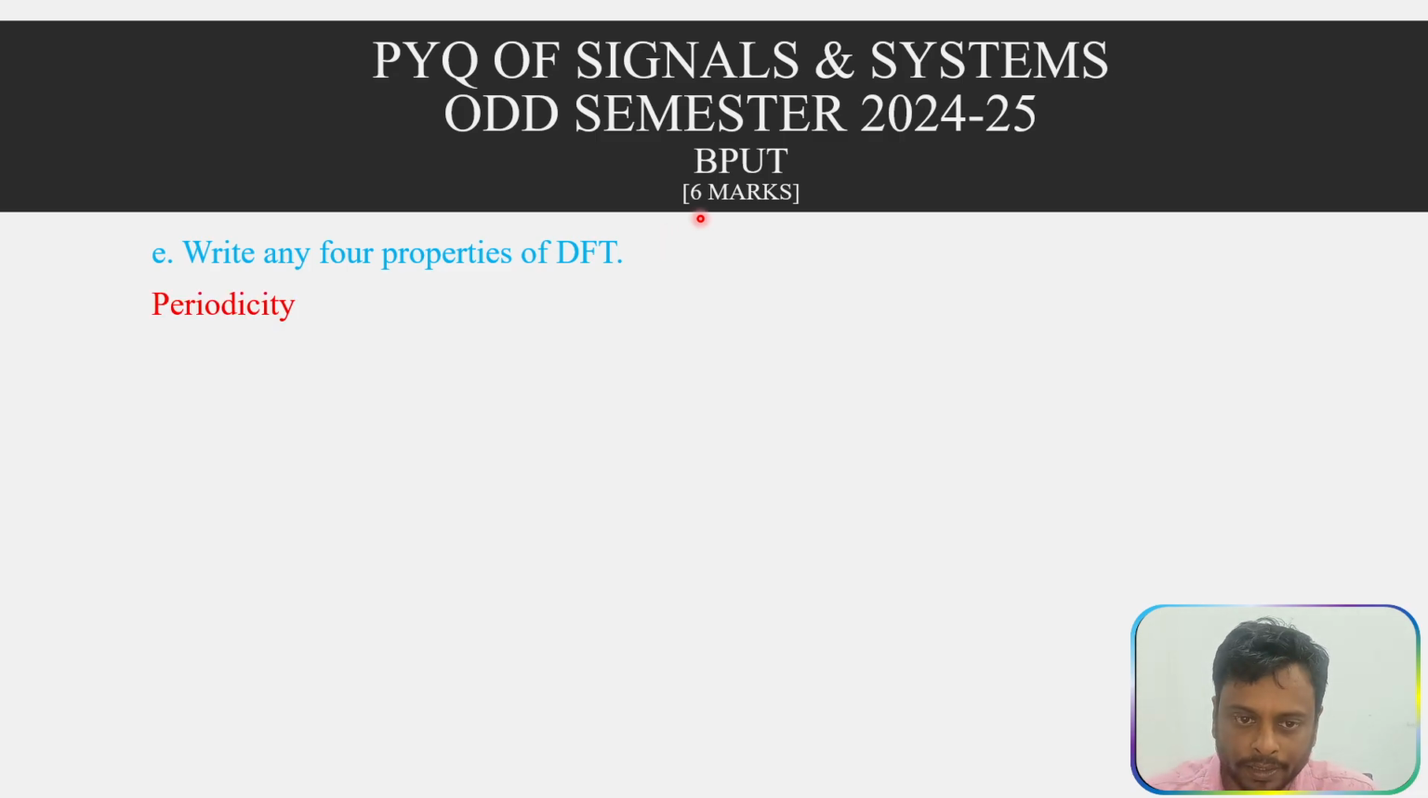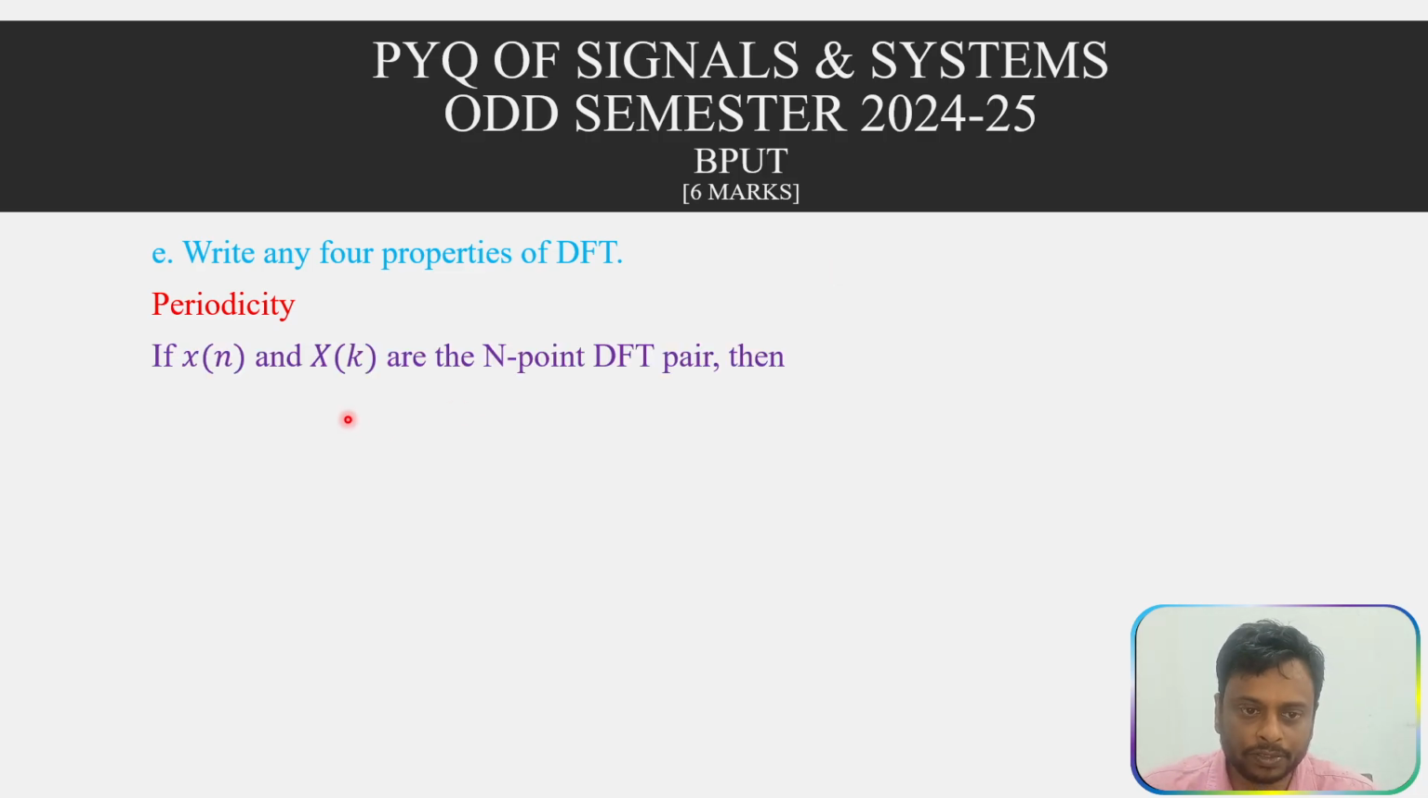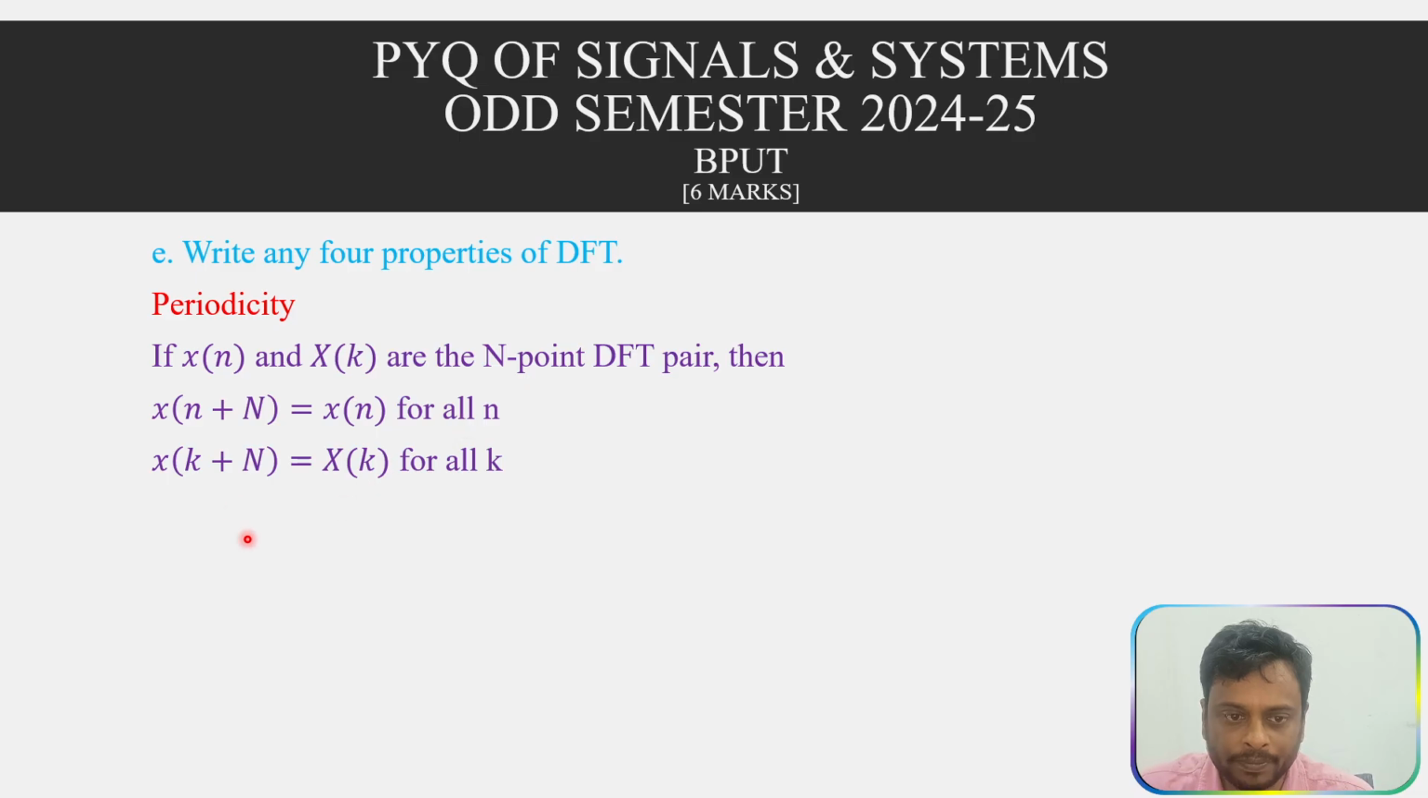So let us start. First, we will see the periodicity property. If x of n and x of k are an n point DFT pair, meaning the DFT of x of n is x of k, then x of n plus capital N equals x of n for all n. Similarly, x of k plus capital N equals x of k. This property we are going to prove.